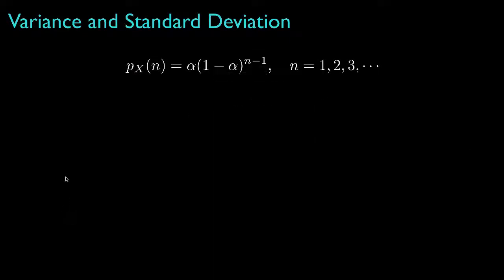Well, let's look at a discrete random variable that counts the number of independent Bernoulli trials until the first success, when each trial has a success probability equal to alpha. This is a version of a random variable that's called a geometric random variable.